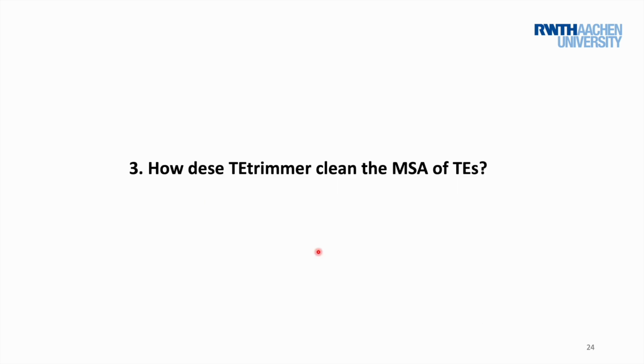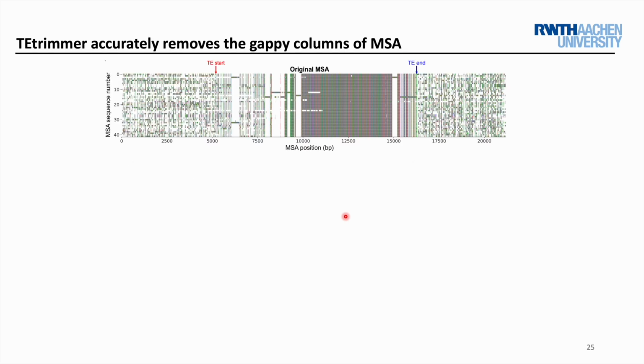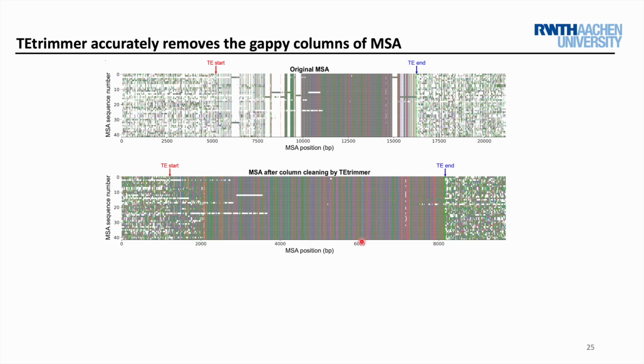Then come to the third one: why is it necessary to do multiple sequence alignment cleaning for TEs, and how does TEtrimmer do that? After extension, you will do multiple sequence alignments again to define the boundary. But after that, you will always have a multiple sequence alignment that looks like this. Many gap columns are introduced, and many low conserved regions exist. So before the boundary definition, you have to clean them. So first is the gap columns. You want to go from here to here.